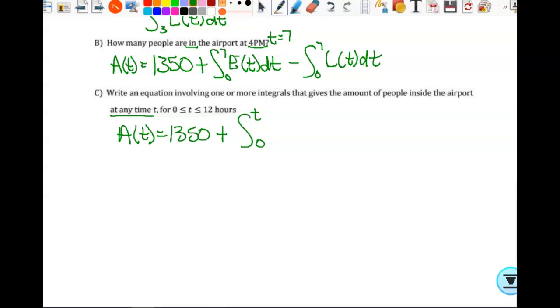So right here, can I write E of t dt? It is the E function, but can I use t? I have to use x or any other variable besides t, really, but x makes the most sense. The integral of E of x dx minus the integral from 0 to t of L of x dx. Okay, we good with that? So when we go to any time t, we have to make sure we use the dummy variables there. Okay, we okay with that? What questions you got? Okay, good deal.